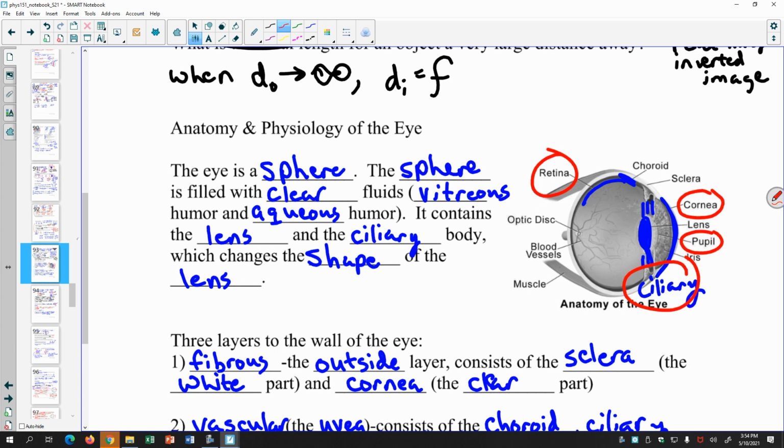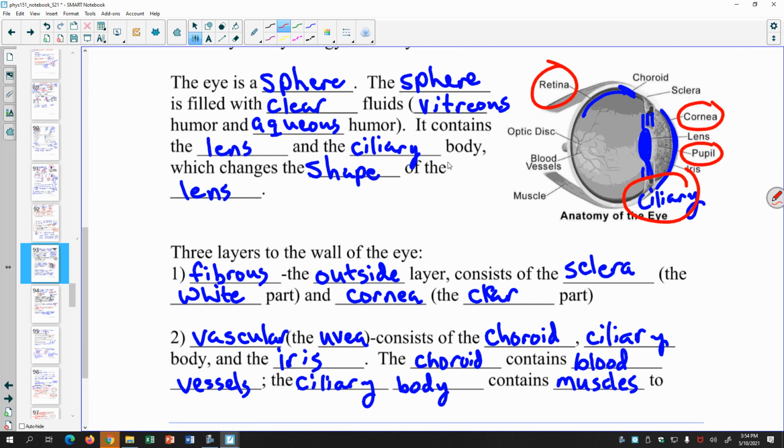So you need to know all the different parts and what they do and the names of those parts. I think most of you had this in A and P, right? Y'all covered the eye. Yeah, but nothing more than what's in the notes.